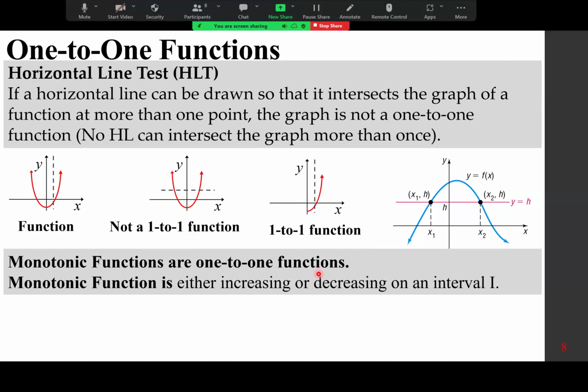Monotonic functions are one-to-one functions. So what are monotonic functions? A monotonic function is either increasing or decreasing on an interval. In the entire interval, it's increasing or decreasing.